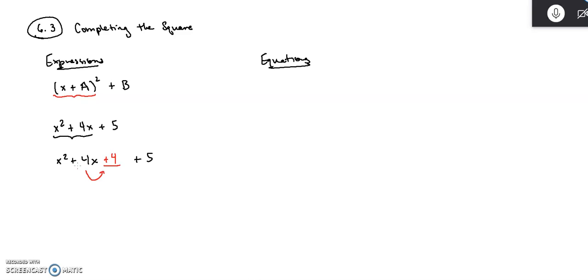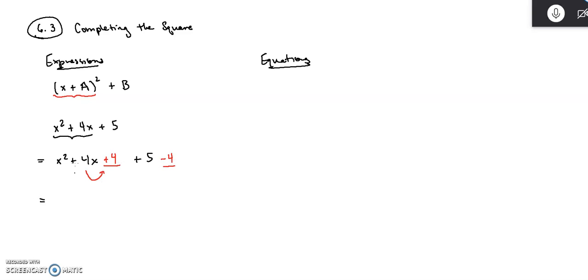But we can't just throw a 4 into the middle of an expression. That changes what it is. So to balance this out, I'm going to do a minus 4 over here. If I add 4 and minus 4, then I haven't changed what we started with. I could simplify this and get back to my original problem. Okay, so divide by 2 and square it. We add that there. We do minus over here.